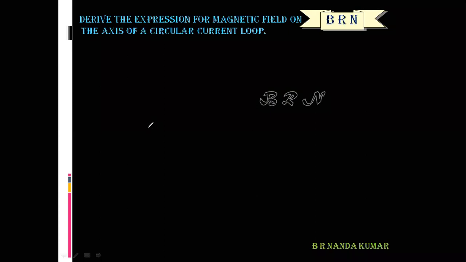Okay, so the next very important application, and this is very important for 5 marks: derive the expression for magnetic field on the axis of a circular current loop.